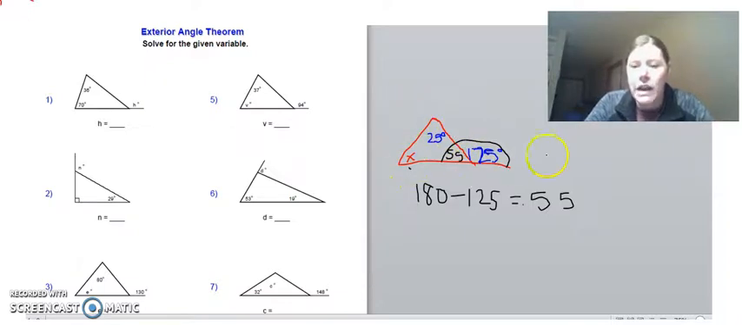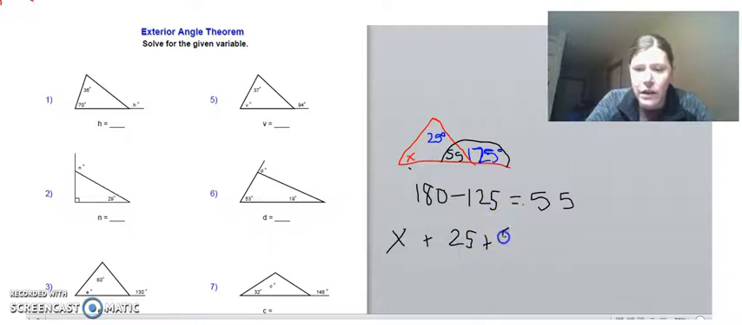So we said a straight line equals 180 degrees when added together. Also, everything inside of a triangle equals 180 degrees. So I know that x plus 25 plus what we just figured out with the 55 equals 180. Okay, so what I can do is I can actually take 180 and subtract the 25 and the 55 to figure out what my x is now.